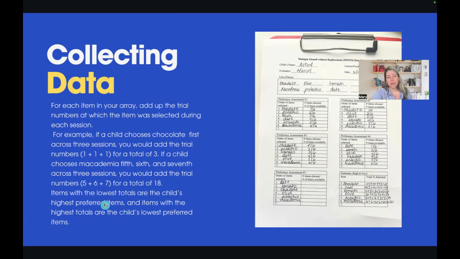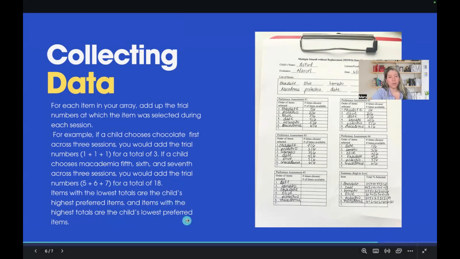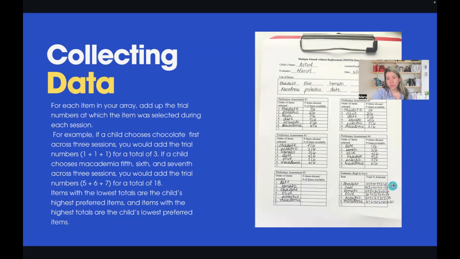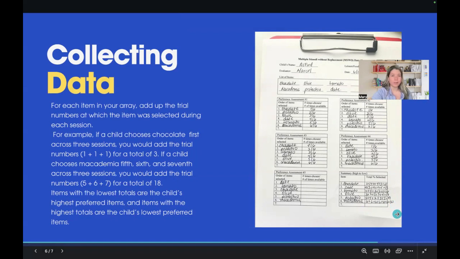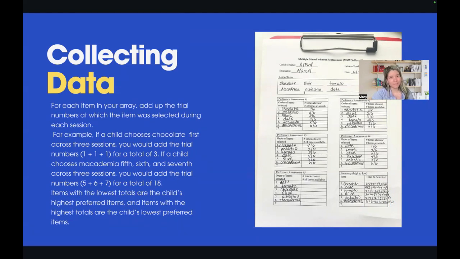So in the end, items with the lowest total are the child's highest preferred items, and items with the highest total are the child's lowest preferred items. As you can see here, chocolate was the highest preferred with a total of 10, and the least preferred was macadamia with a total of 30. I hope this is clear, and as with everything, with practice you're going to get very fluent at this.